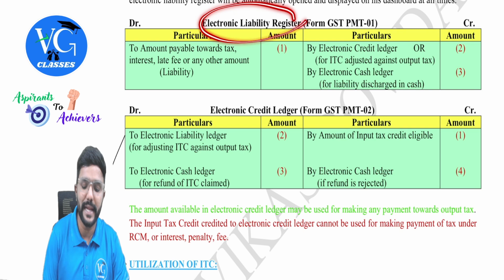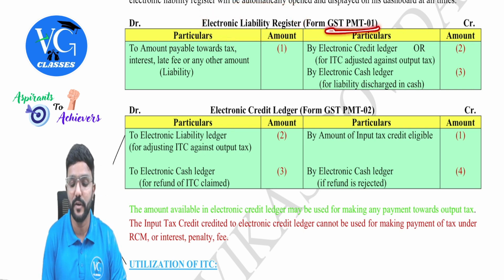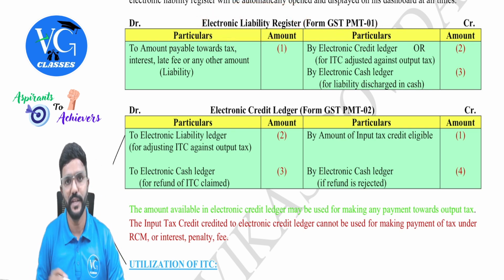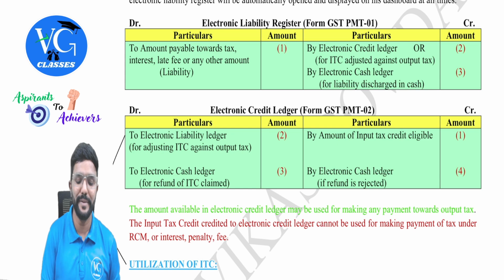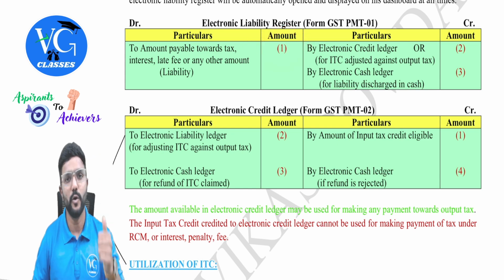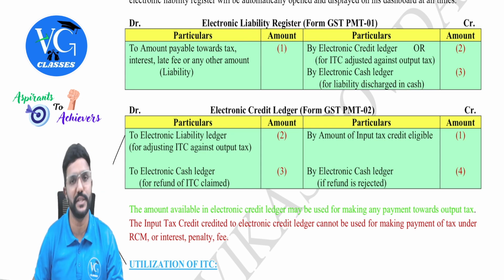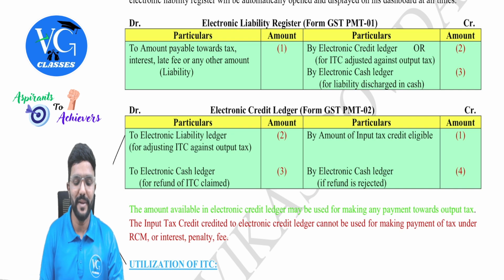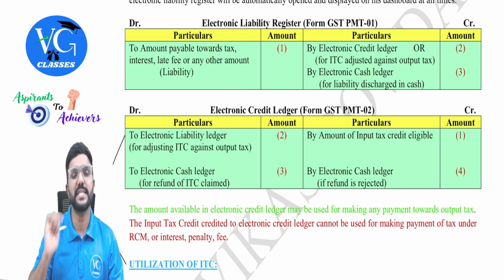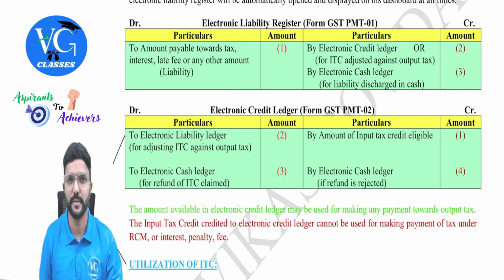First, electronic liability register, which will be maintained in form GST PMT-01. Anything a person is liable to pay under GST will be debited here, guys. Anything, in the sense output tax, interest, late fee, penalty, any amount is liable to pay under GST. Normally, this will be captured through the GSTR-1 or the returns filed by the registered person.